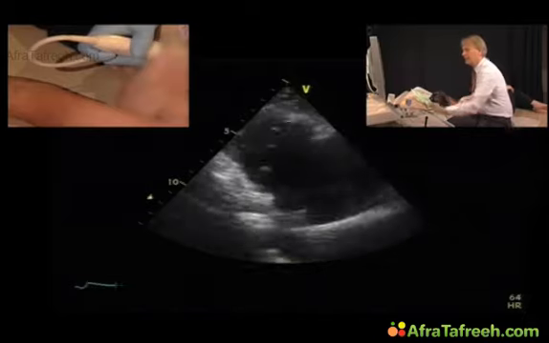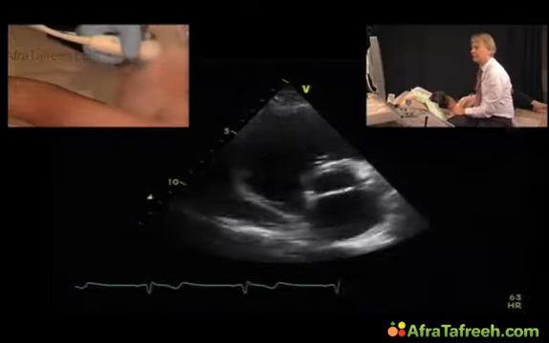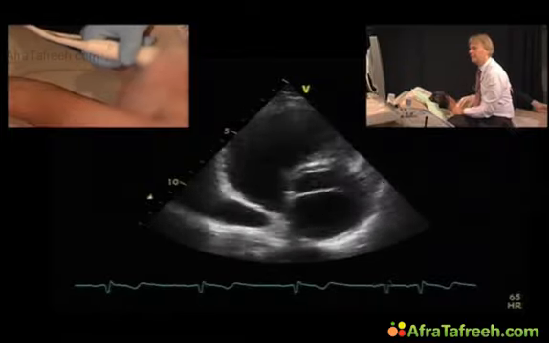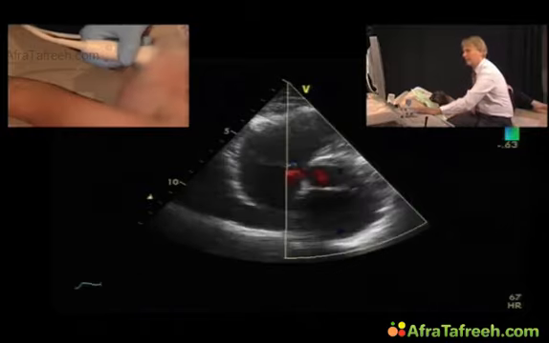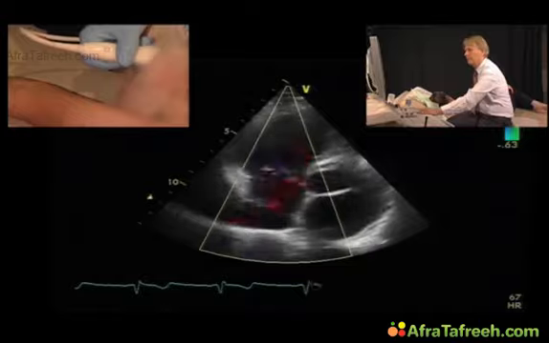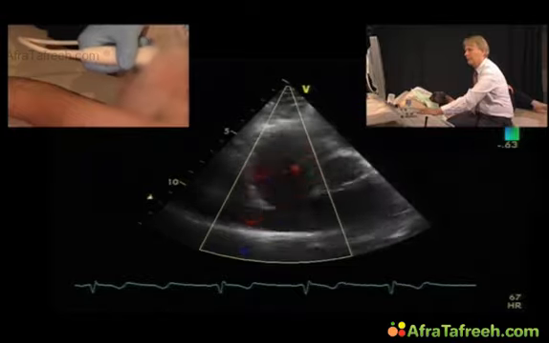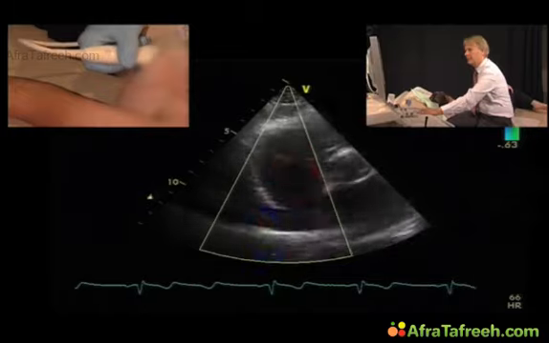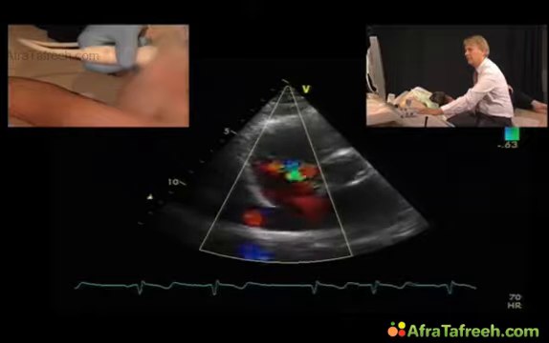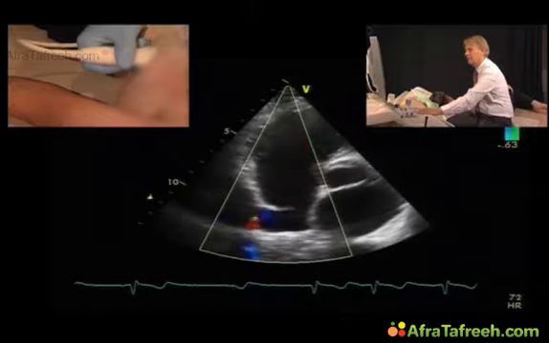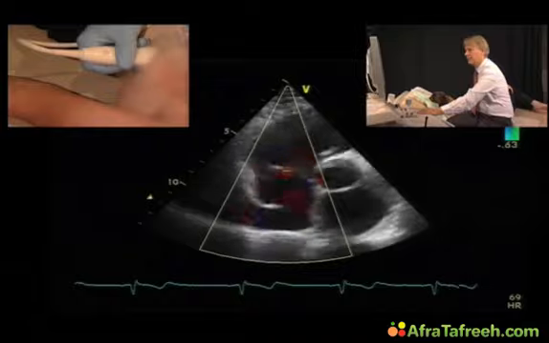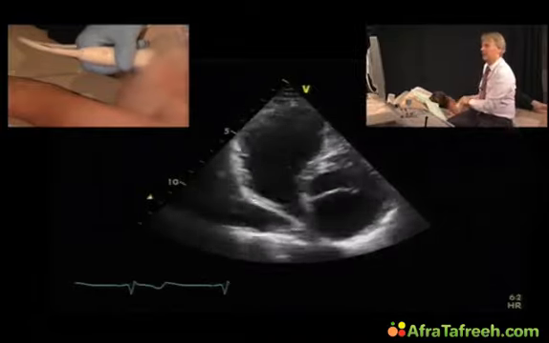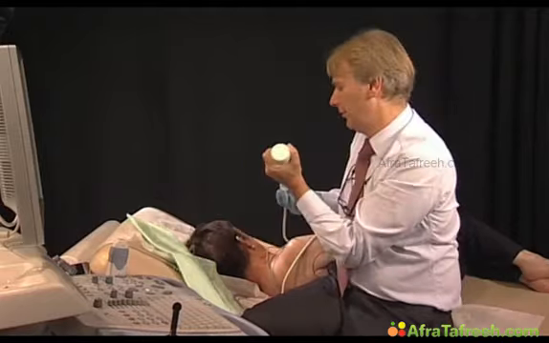The next view I would use is the short axis view of the tricuspid valve. And again, look at the color. Very difficult to judge the severity here because the jet is eccentric. We're not aligned perfectly, which is not possible in this view because the jet is coming towards you. And then I would look at the apical views.